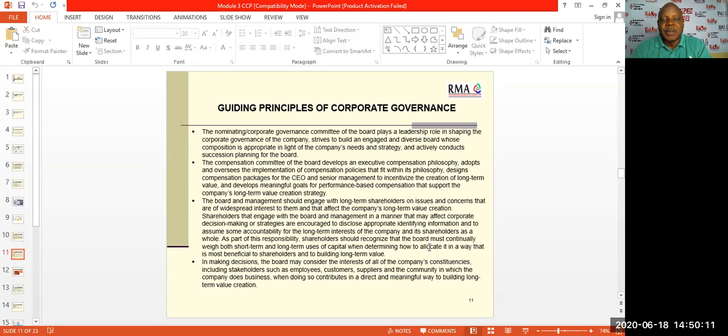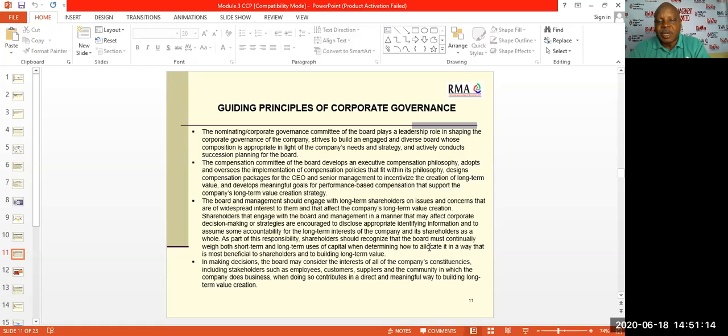Then, of course, again, the nominating corporate governance committee of the board is to play a leadership role in shaping corporate governance. In other words, every company must have a nominating or corporate governance committee to drive the process. That is one principle. And of course, the compensation committee also needs to be set up to develop an executive compensation philosophy, adopt and oversee the implementation of compensation policy. This is to make sure that people who run the business, who run the organization, don't pay huge sums of money to themselves in the absence of a compensation committee. It's very, very important. We've seen that as a result, during the global financial crisis, many corporate leaders, managers were paying huge sums of money even when those companies were already in very serious dire situation.